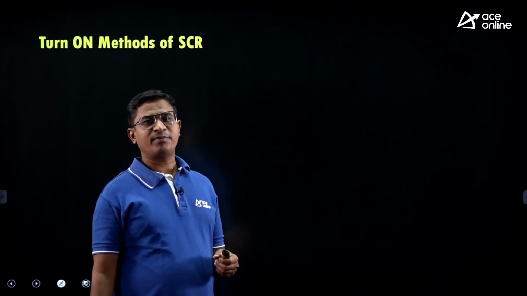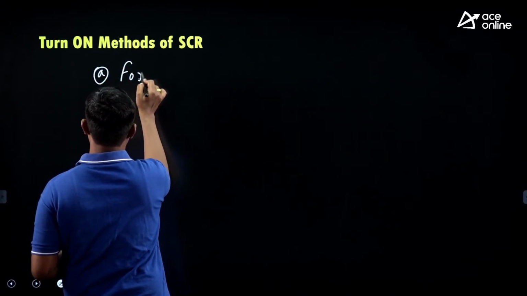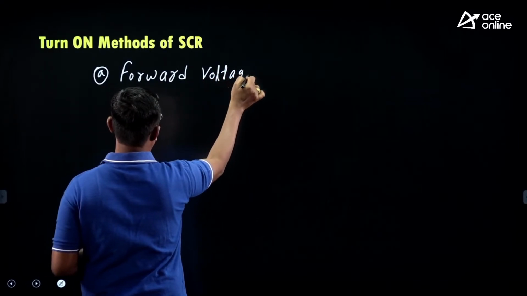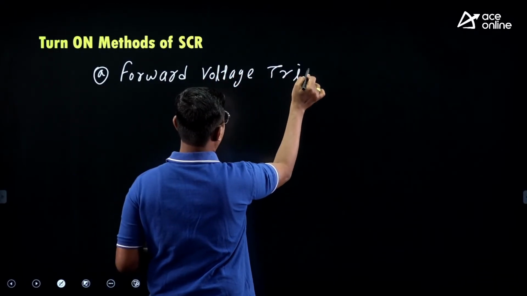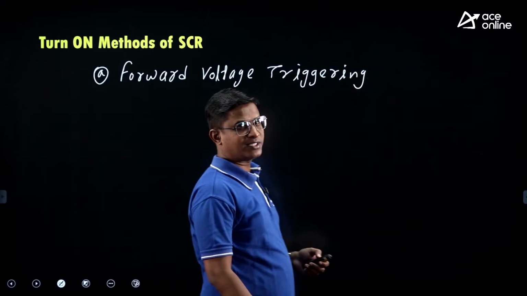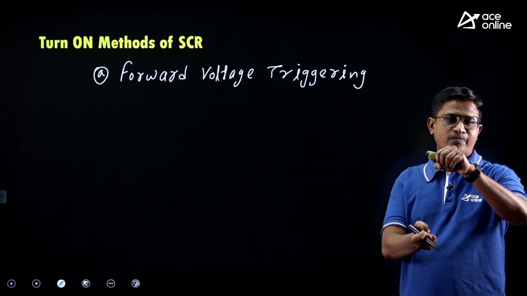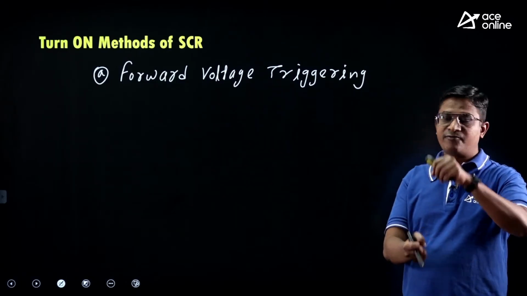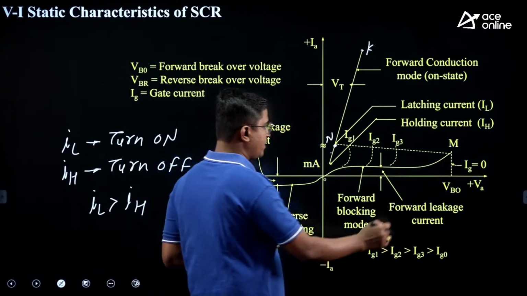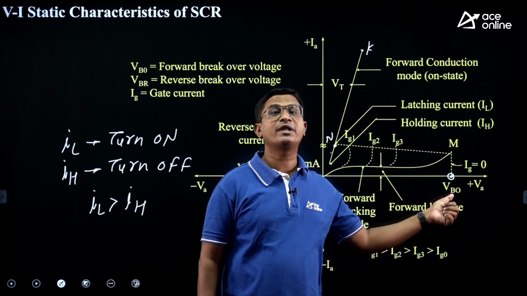We have 5 turn on methods. Forward voltage triggering. What are we doing in this method? We are maintaining the forward voltage across the SCR, and the forward voltage value should be sufficient, or equal to VBO. What does this VBO indicate? VBO means forward breakover voltage.